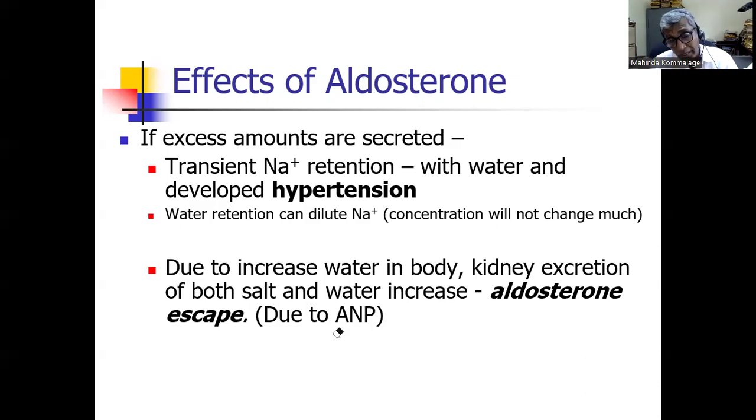And we don't get the expected effect of aldosterone, because another hormone will act the opposite way. One such hormone is ANP, atrial natriuretic peptide, which will be secreted and try to remove water, right? That we call aldosterone escape. Read the concept of aldosterone escape in Guyton, and you will understand.